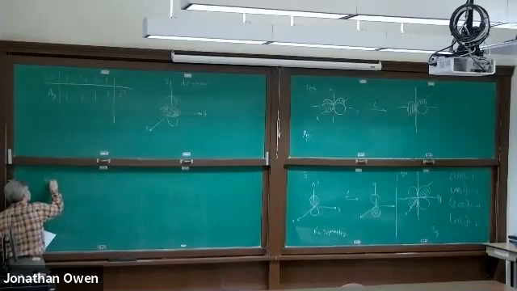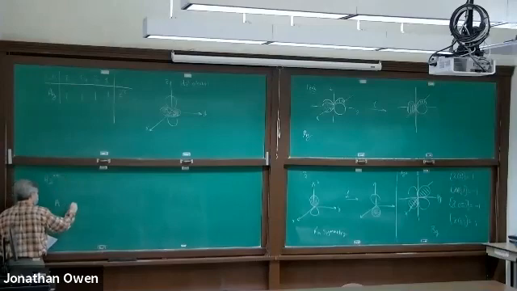So let's take a look. Simplest molecule, H2 radical cation. We're going to have two different hydrogen nuclei, A and B here. They're going to be separated by some distance.